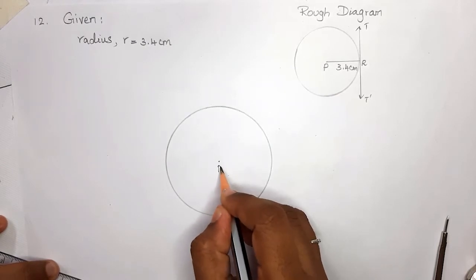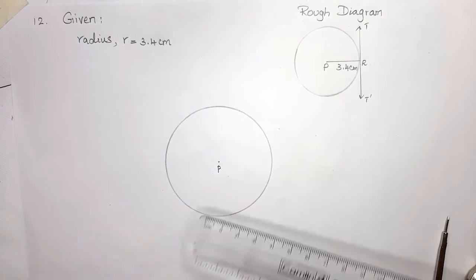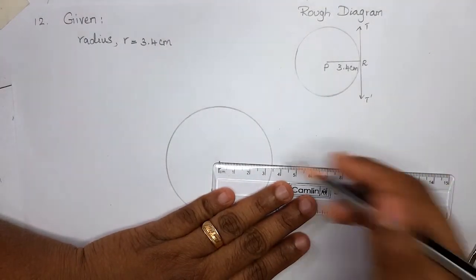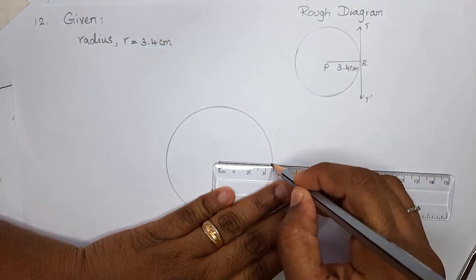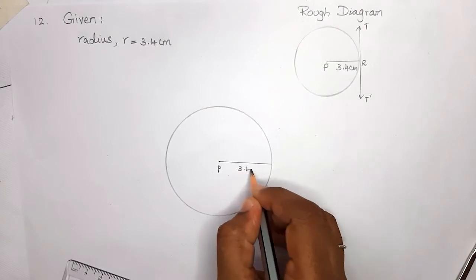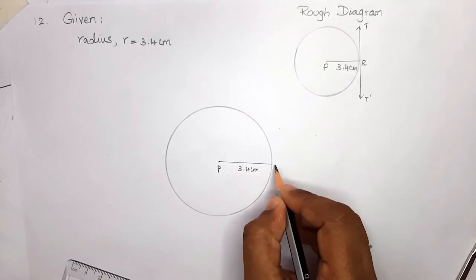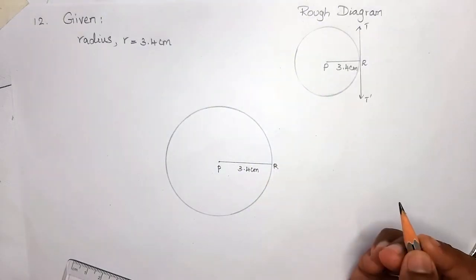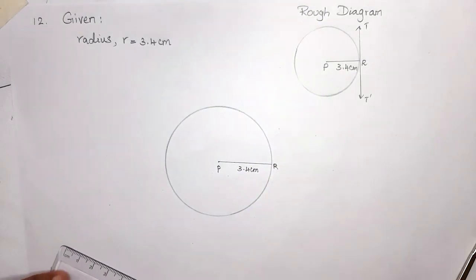Name it as P. Now from P to one end of the circle, draw a line which is going to be your radius, which is 3.4 centimeter, and the point where the radius touches the circle is R. Name it as R.